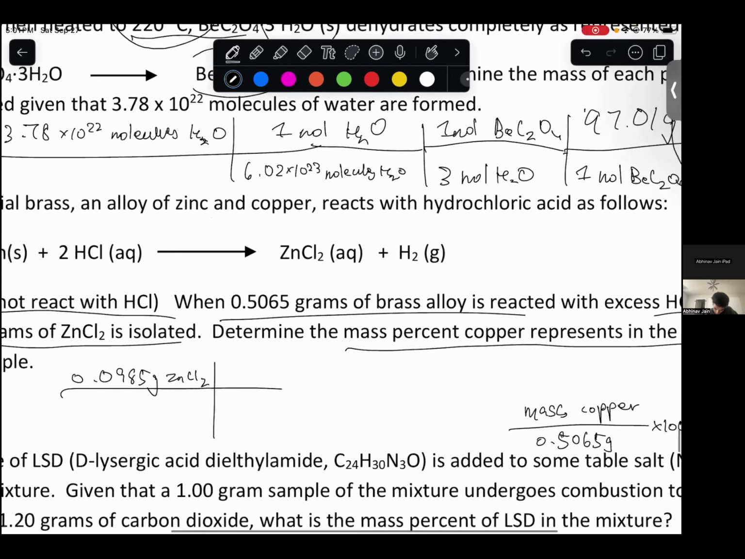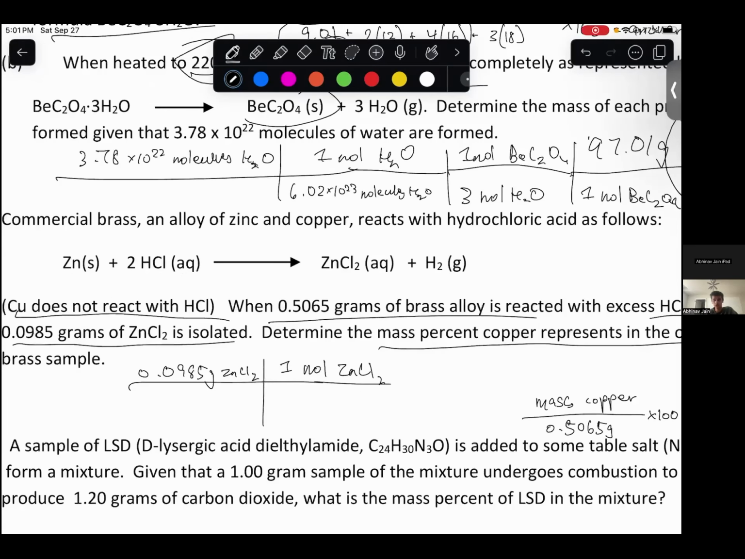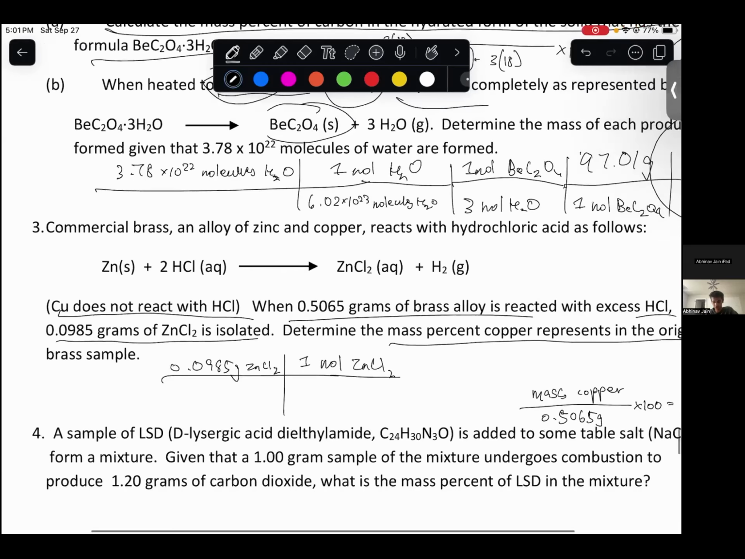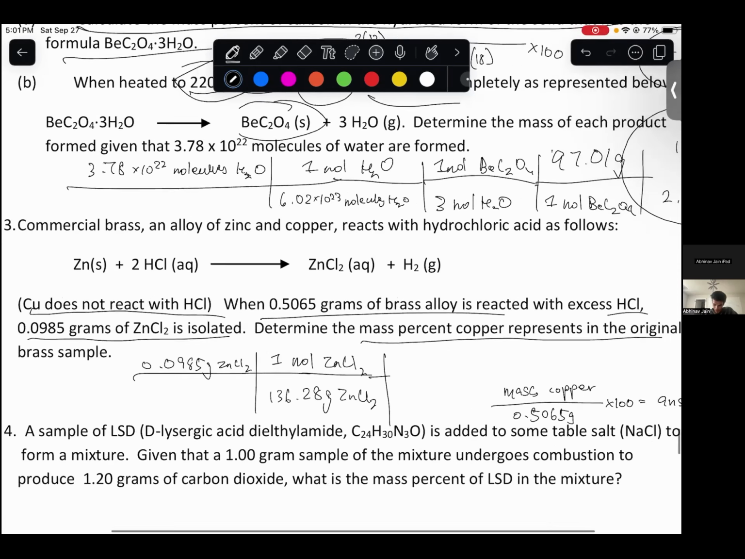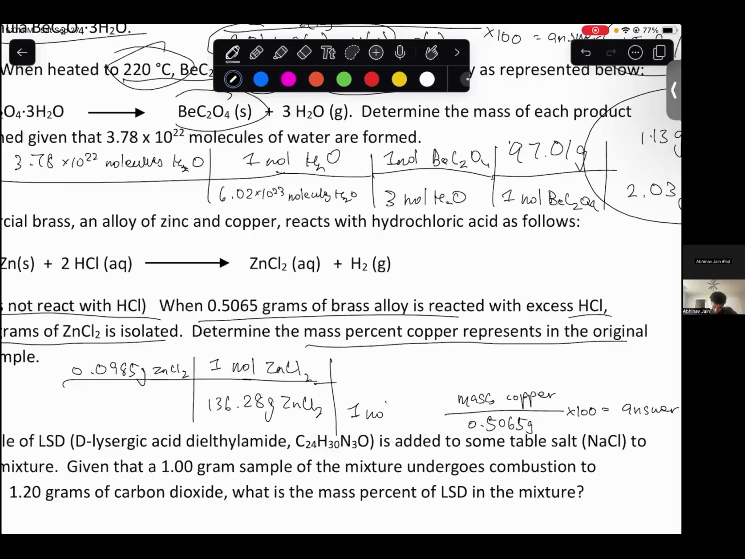We know that for every how many grams of ZnCl2 we'll get 1 mole of ZnCl2. Well, we have to calculate the molar mass of ZnCl2 for that. So that's going to be the molar mass of zinc, 65.38, plus the molar mass of 2 chlorine, so 35.45 plus 35.45. So it's going to be 136.28. So for every 136.28 grams of ZnCl2, we have 1 mole of ZnCl2. And we know that for every 1 mole of ZnCl2, we had 1 mole of Zn reacted.